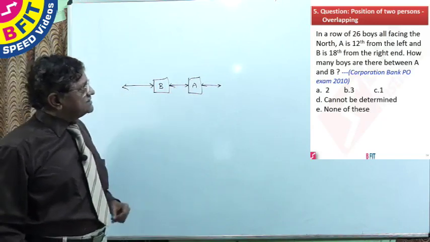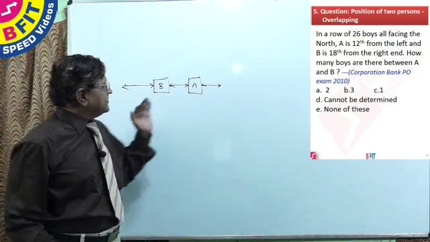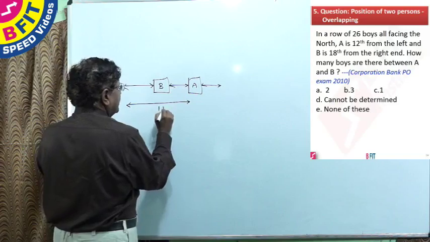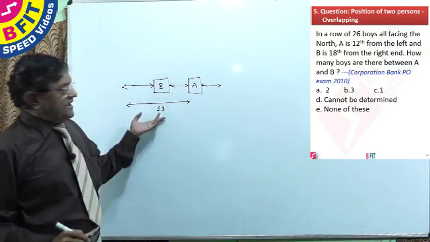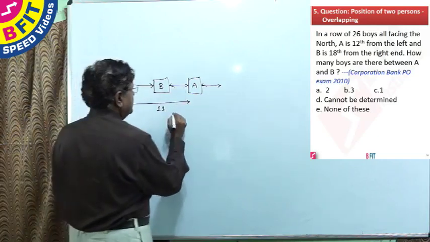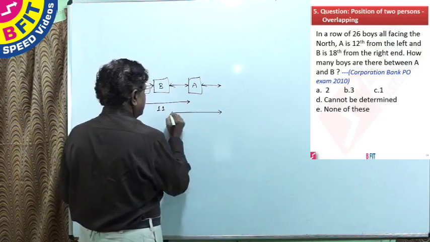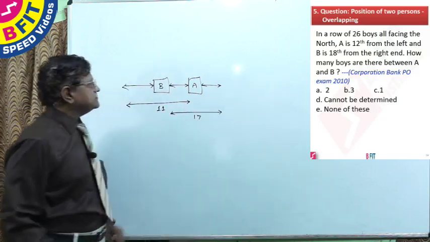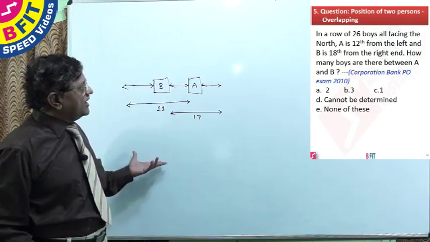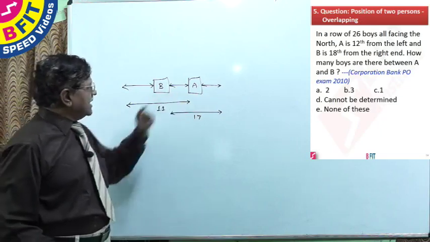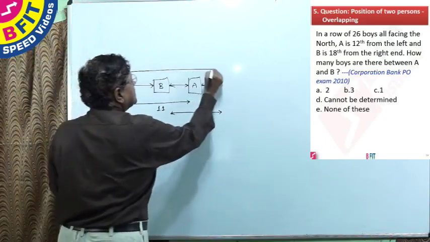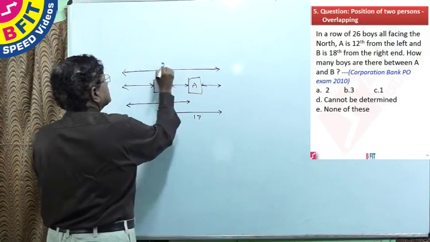In a row of 26 boys, all facing north, A is 12th from the left. That means from here to here, there are 11 persons. A is 12th from the left and B is 18th from the right. 18th means there are 17 persons. Now what is the question? How many boys are there between A and B? So totally how many boys are there? 26. The problem itself gives it is 26.